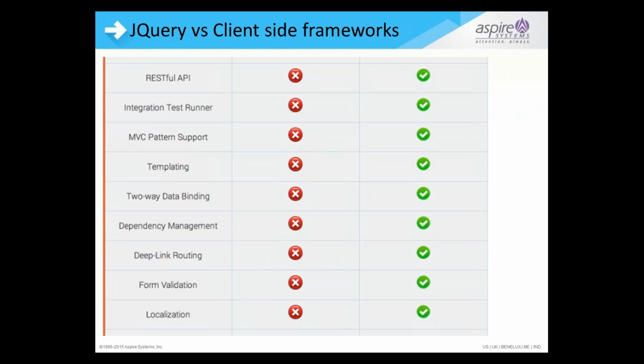And again, if you ask me, can't we do dependency management with JavaScript? Yes, we can, but we have to write so much code to implement that functionality. But these functionalities come automatically as part of client-side frameworks. Then deep link routing. As I initially said, 5 or 10 years back, we didn't have routing functionality on the client side. But now the client-side frameworks are smart enough to have their own routing functionality.